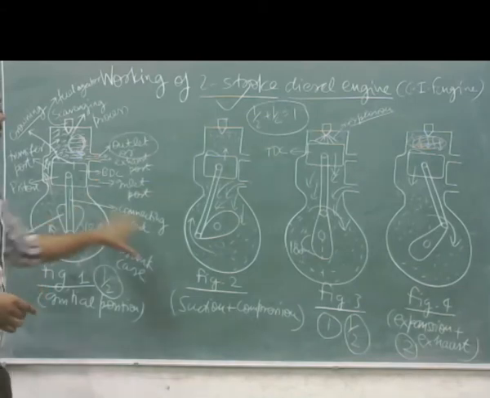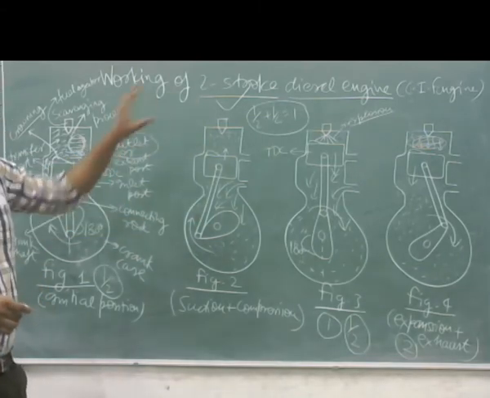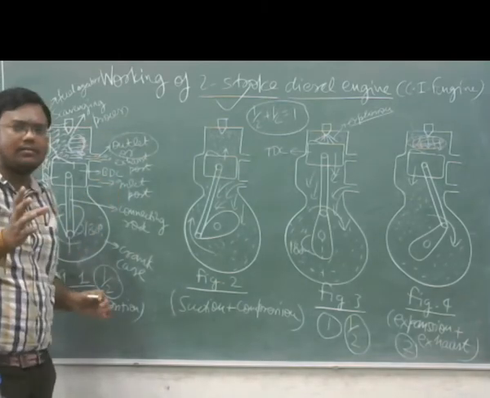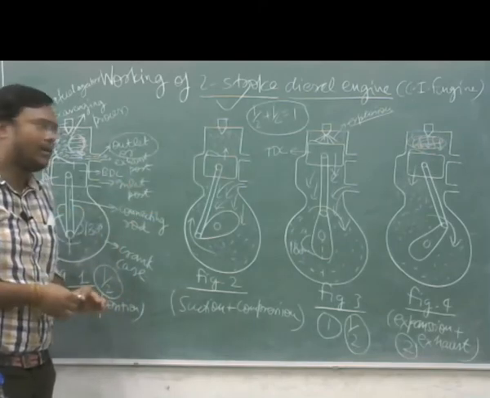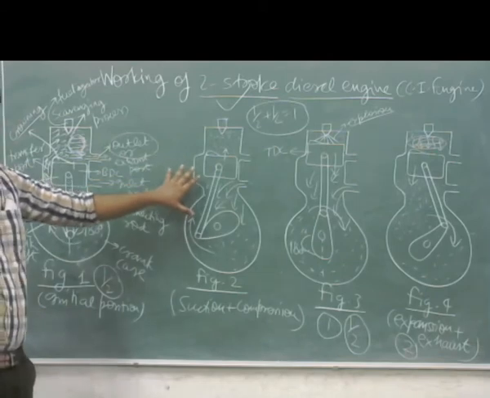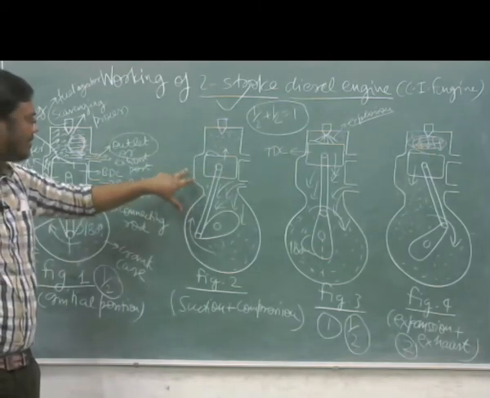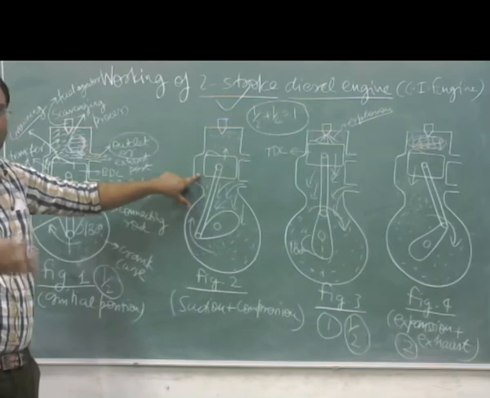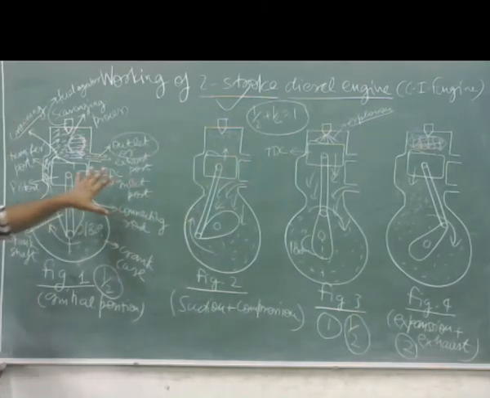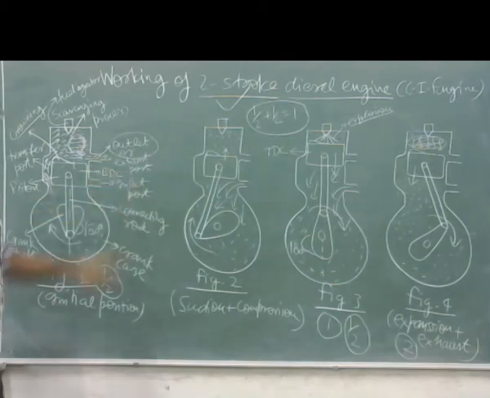So this is all for the working of the two-stroke diesel engine. This working is a little bit difficult compared to the four-stroke engines, because the structure of this engine is a little bit different from the four-stroke engine. But once we understand the process, there will be no difficulty. In a similar way, we can understand the working of the two-stroke petrol engine.